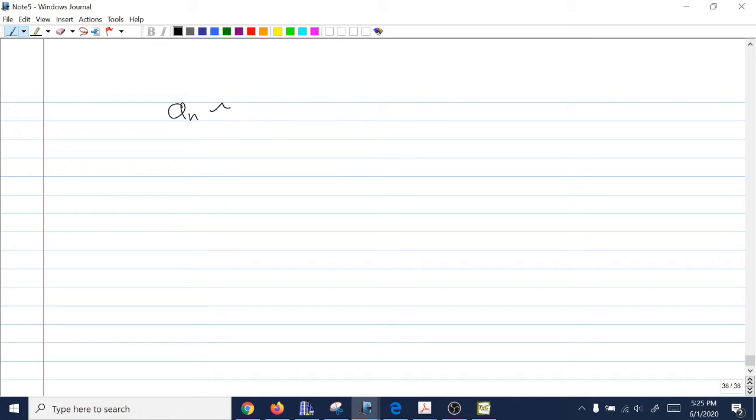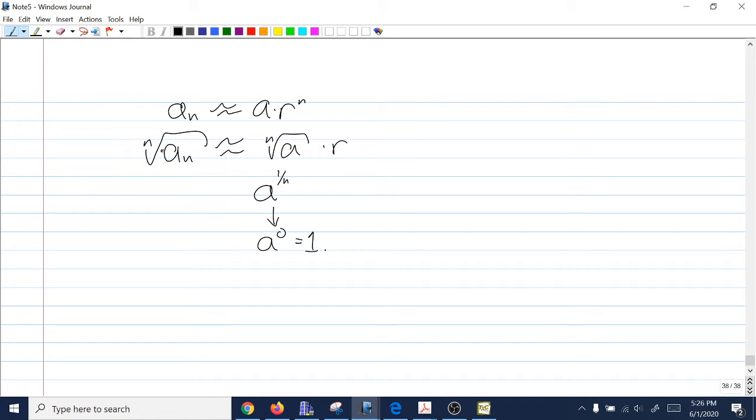If my term is about as big as a times r to the n, then the nth root of it will be about as big as the nth root of a times r, right? And now how big is the nth root of a? That's a to the 1 over n. When n goes to infinity, 1 over n goes to 0. This will go to a to the 0, which is 1. The limit of the nth root of the term is likely to be just the r.